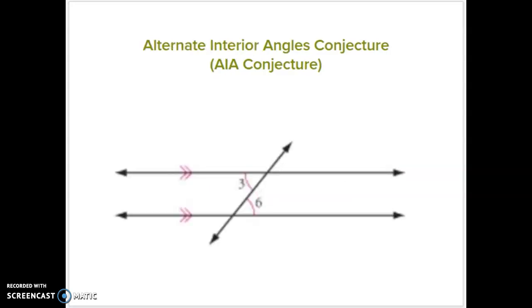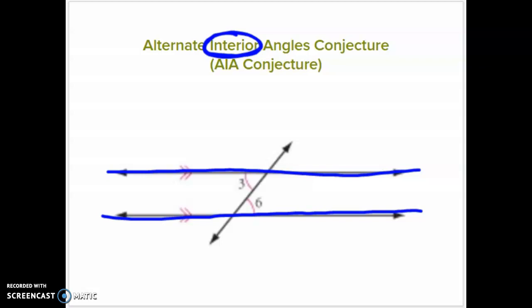Next, we're going to be talking about alternate interior angles. Next to your alternate interior angles conjecture, I want you to draw this picture. Okay, so here we still have angle 6 from our last picture. This time we have angle 3. If you notice that both angle 3 and angle 6 are inside the parallel lines. Okay, they're inside or interior. Okay, here's our parallel line. Here's our parallel line. Notice they are on the inside, not the outside.